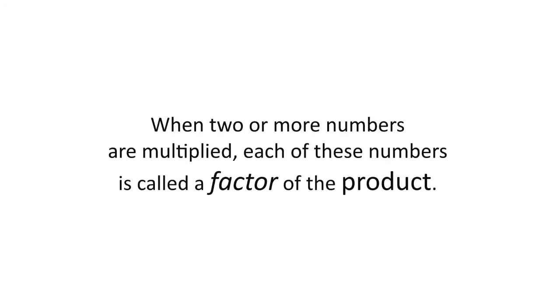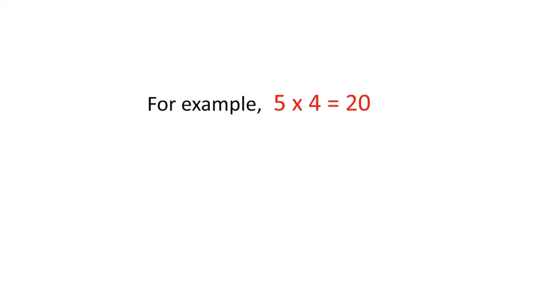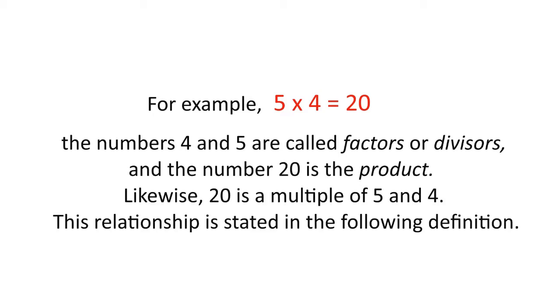When 2 or more numbers are multiplied, each of these numbers is called a factor of the product. For example, in 5 times 4, which is equal to 20, the numbers 4 and 5 are called factors or divisors, and the number 20 is the product. Likewise, 20 is a multiple of 5 and 4. This relationship is stated in the following definition.